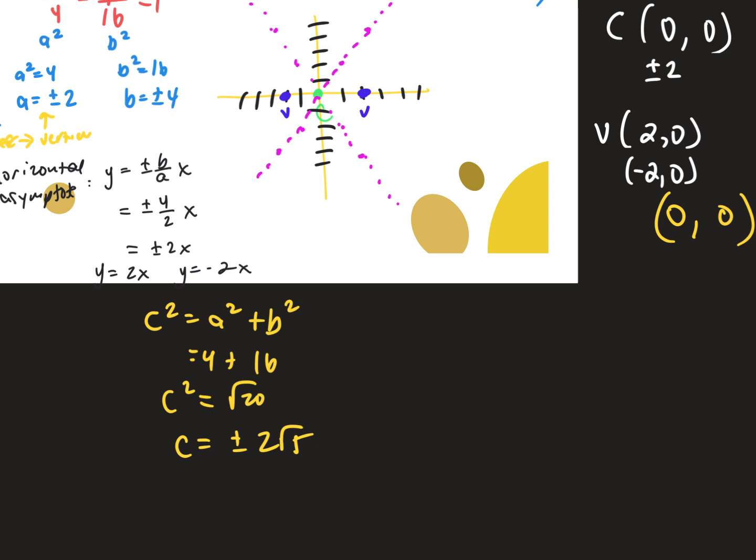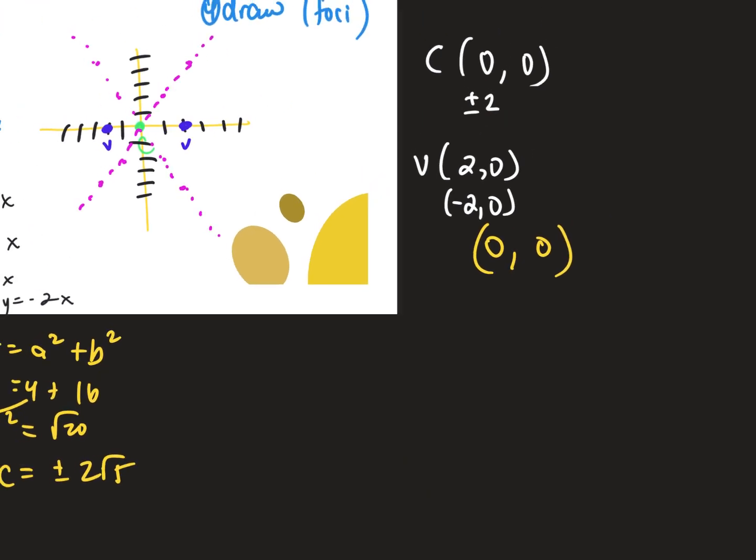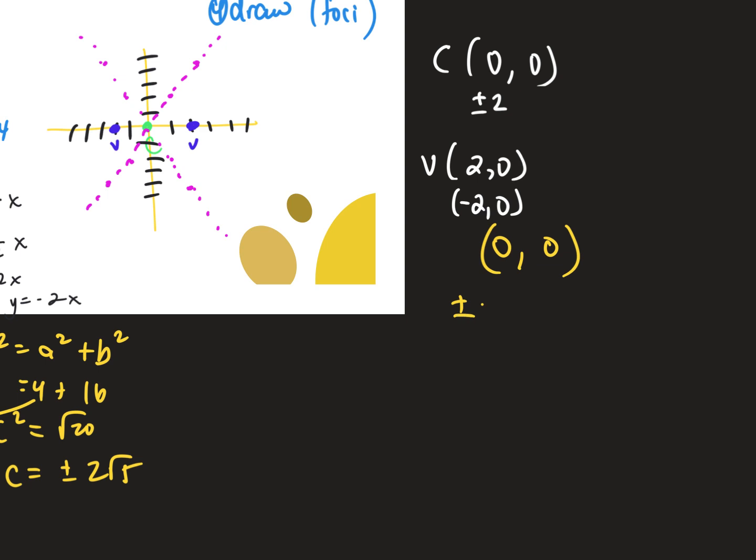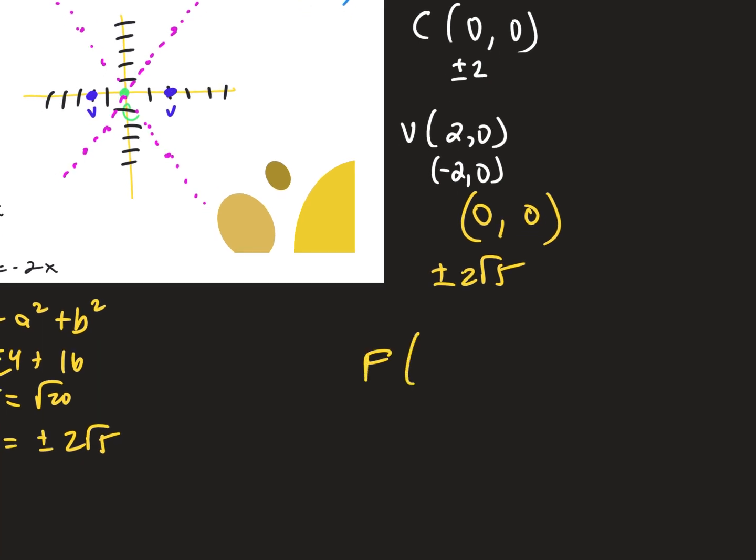Yeah. So c squared is 20, then I took the square root, like I took the square root of both sides. All right. So now I'm going to add and subtract 2 root 5 to the x value, correct? You guys with me? Yeah. Okay. So my foci is at 2 root 5, comma 0, and where? Negative 2 root 5, comma 0.